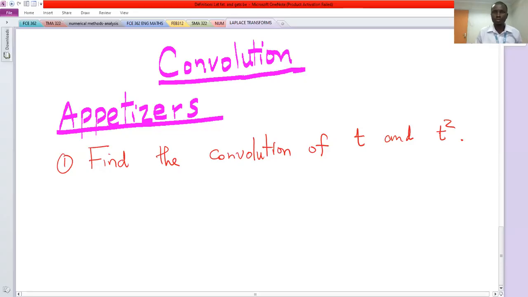Welcome to this session. This session will be giving the first examples on convolution so that we understand the concept of convolution from what we defined previously. So let's project the screen. The first question is to find the convolution of t and t squared. Let's see how we solve this.